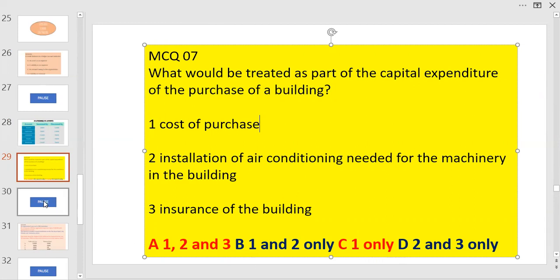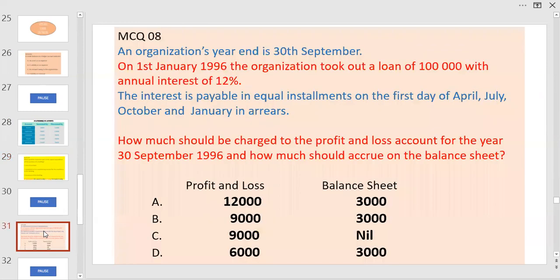Now we'll move on to the next question. An organization's year end is 30th September. On 1st January 1996, the organization took out a loan of 100,000 with annual interest of 12%. And interest is payable in equal installments on the first day of April, July, October, and January in arrears. Note the word in arrears.